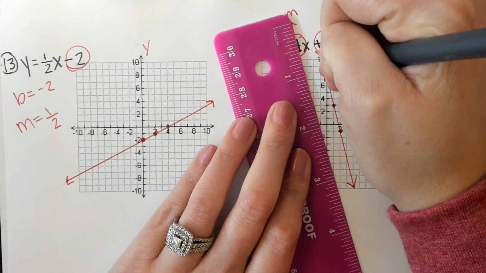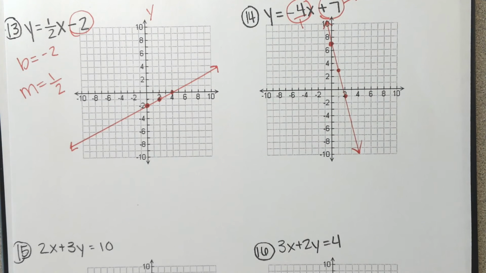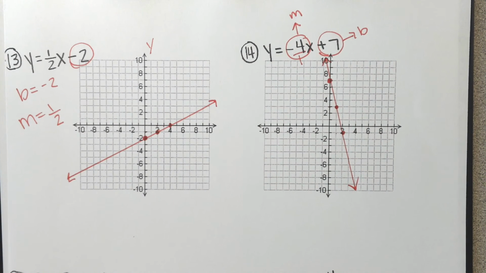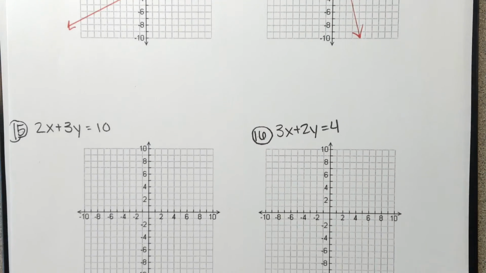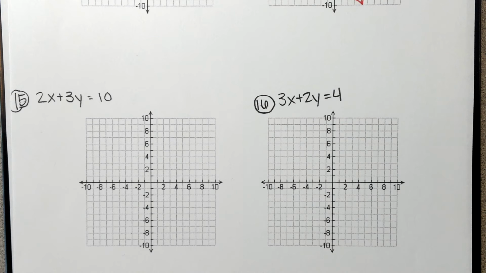Connect it with a line. Okay. So pause the video if you need to. Take another look. Numbers 15 and 16, they're a little bit different. If you notice, these equations are not in slope-intercept form. So we've got to do a little bit of work to them first.